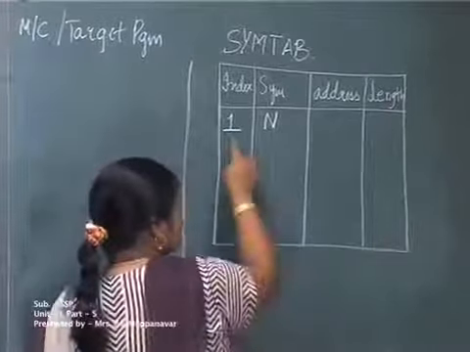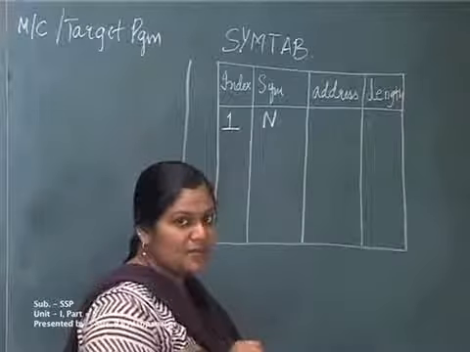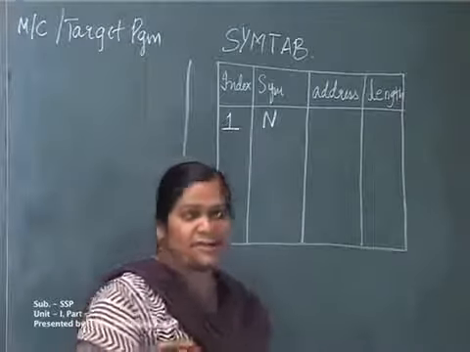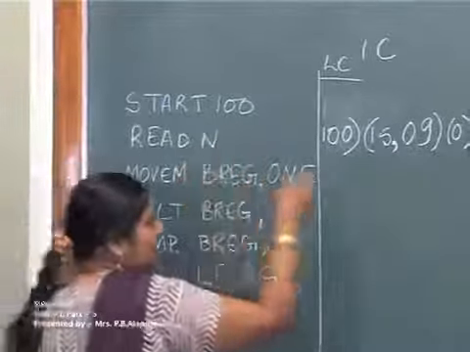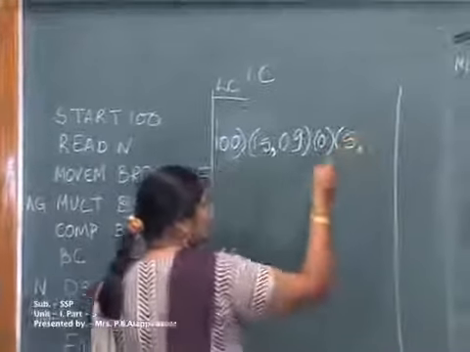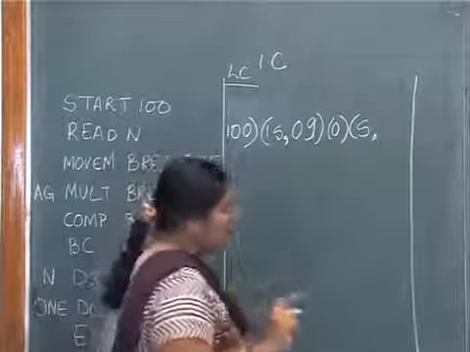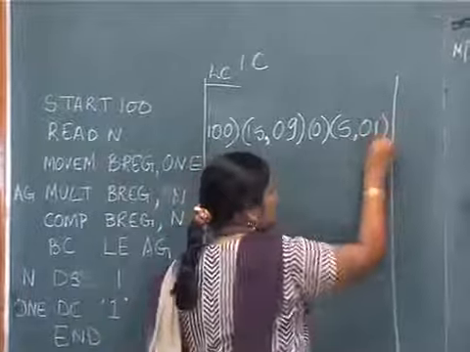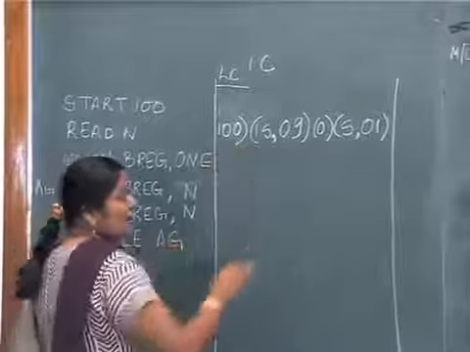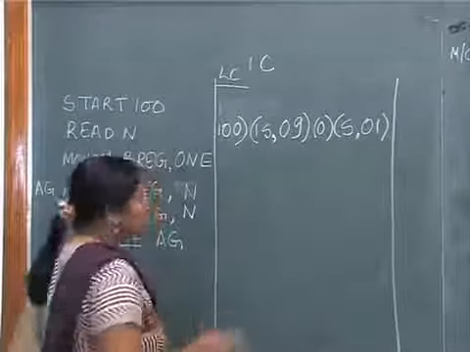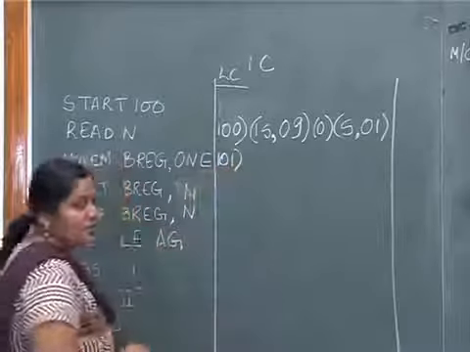Now we see that the index value of the symbol is 1, and using this, we write the intermediate code for the second operand in that statement. Coming back here, for N, I write the class as symbol, represented by S, and since N appears in the symbol table at position 1, I write it as 01. After this, the location counter value is incremented by the length of the instruction. The length of this instruction is 1, so it is incremented by 1, giving 101.